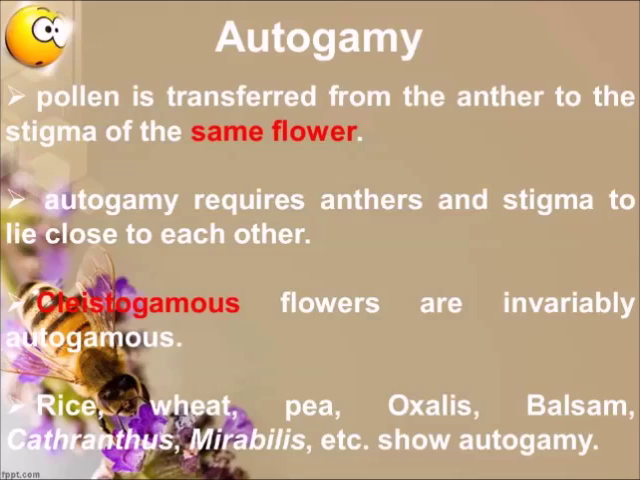When anthers dehisce in the flower buds, pollen grains come in contact with the stigma to effect pollination. Thus, cleistogamous flowers invariably show autogamy as there is no chance of cross pollen landing on the stigma. There are several plants that show autogamy such as oxalis, balsam, rice, wheat, pea, etc. One more interesting thing to remember is that autogamy does not require any pollinating agent.